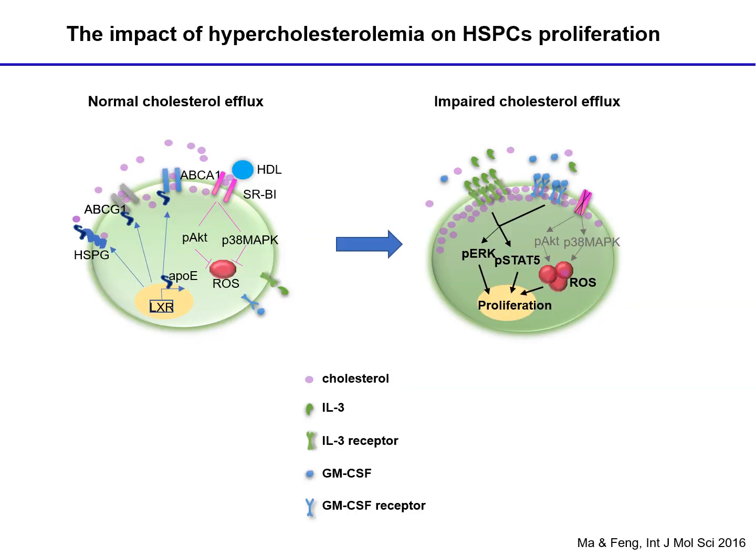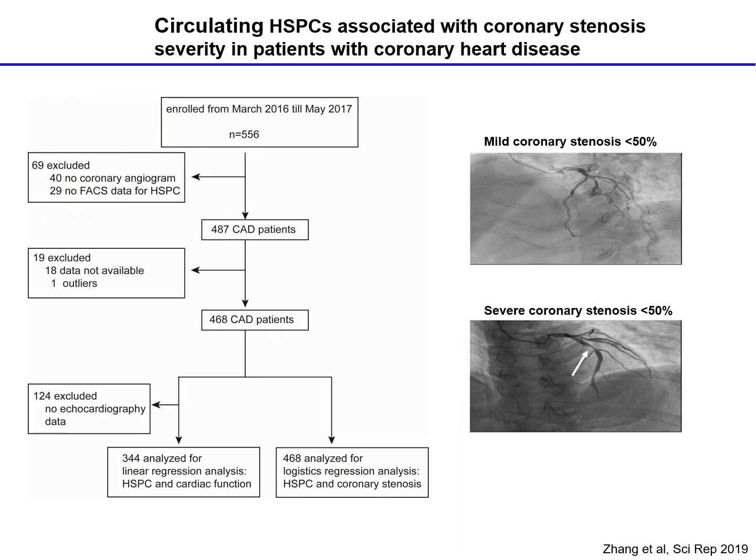In the setting of hypercholesterolemia, we and other groups have shown that a deficiency of lipoprotein receptors such as ABCA1, ABCG1, SR-B1 impaired cholesterol efflux, leading to HSPC proliferation and inflammatory cell production and plaque progression. We further showed that circulating HSPC frequencies were positively associated with coronary stenosis severity in patients with coronary heart disease.